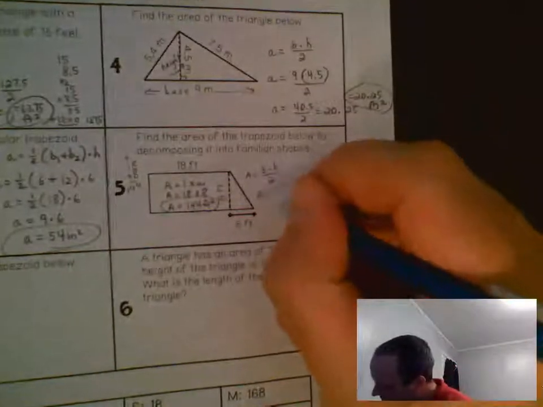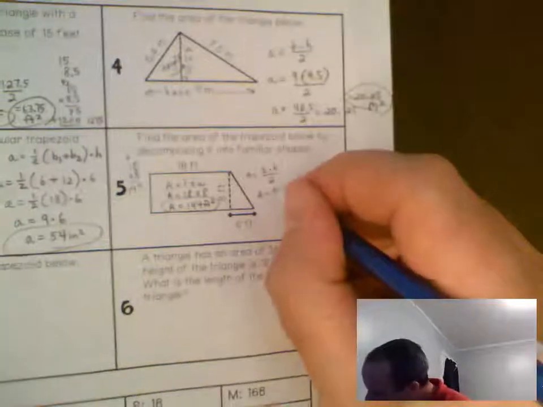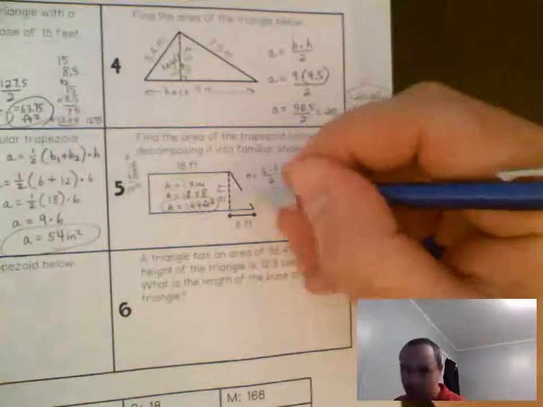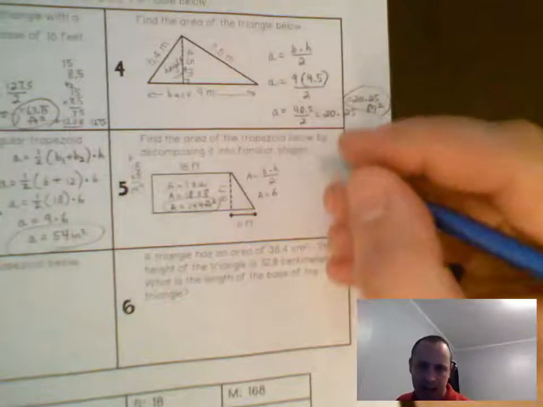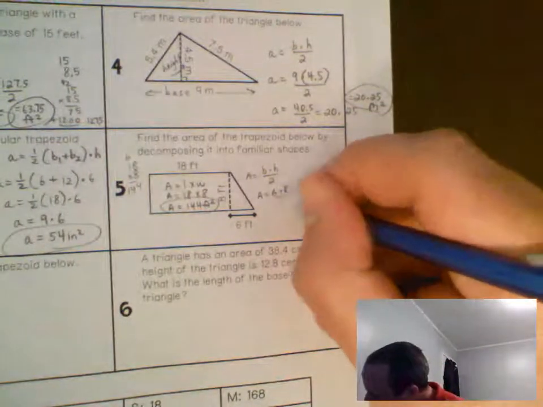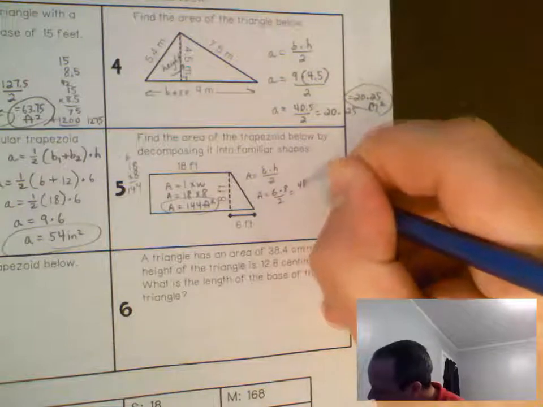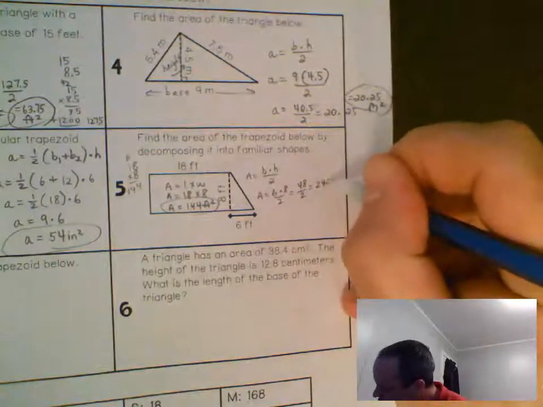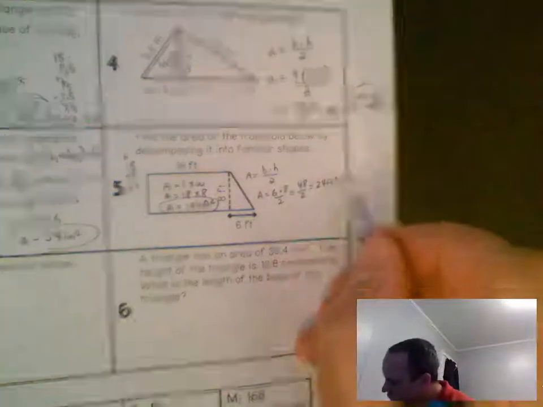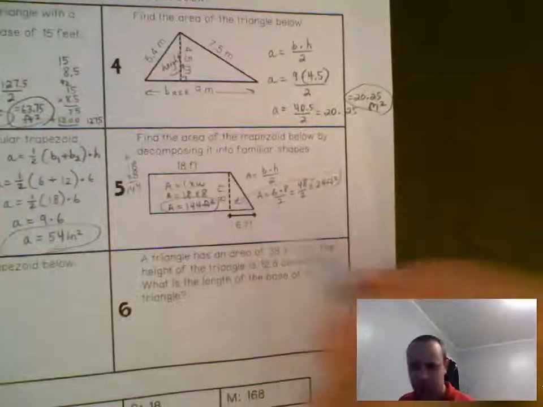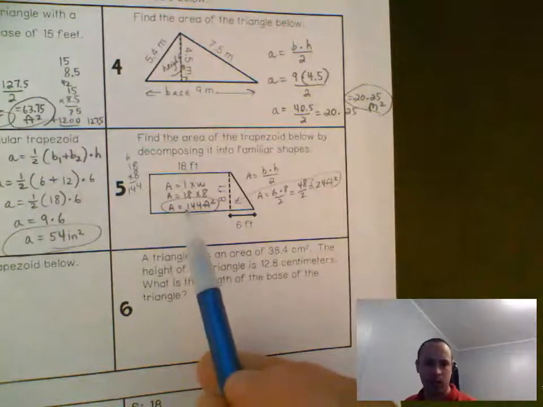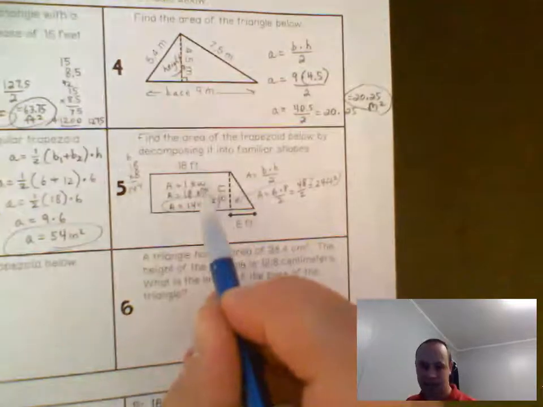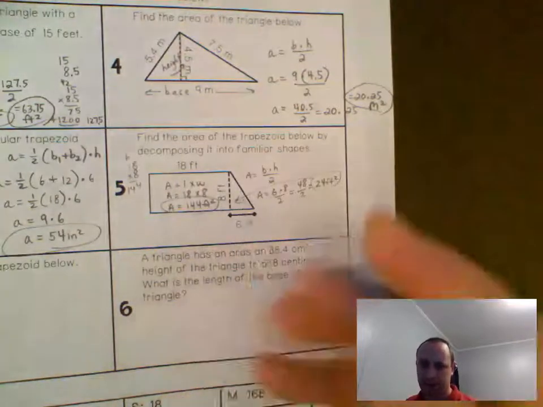So in this case, the base is 6. The height is 8, right? The height is from here to here on a triangle. So it'd be 6 times 8 over 2, or 48 over 2, or 24. So 24 feet squared. So you got 24 feet squared for the triangle. You got 144 feet squared for the rectangle. So to find the area of all of that, you're going to have to add this area plus this area.